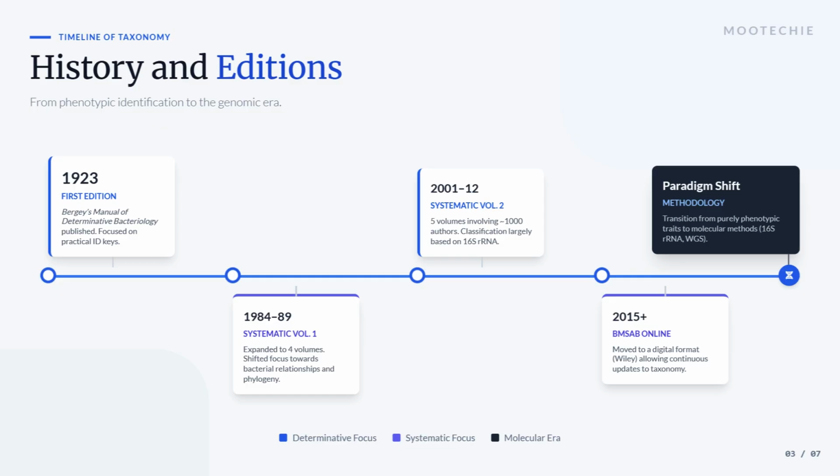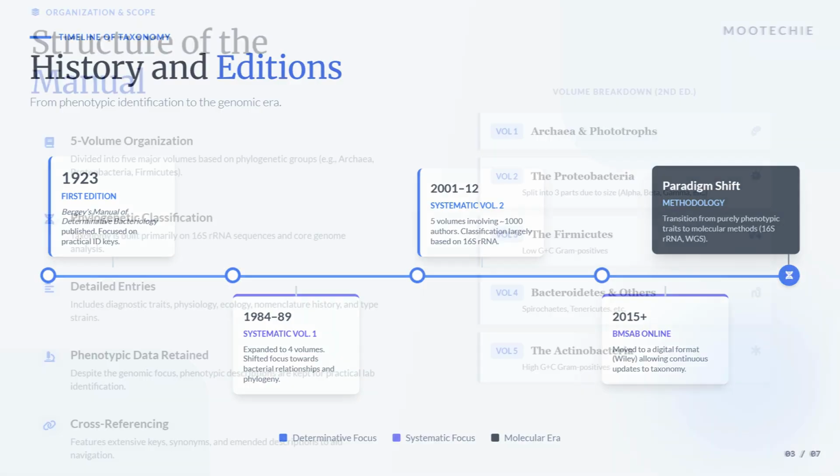Finally, from 2015 onwards, the manual moved to digital format known as BMSAB Online, published by Wiley. This allows for continuous real-time updates to taxonomy as new discoveries are made, keeping the manual current in the fast-moving field of microbiology. The timeline shows the evolution from a determinative focus to a systematic focus and finally into the molecular era. Next, we'll examine the organization and scope of the manual.